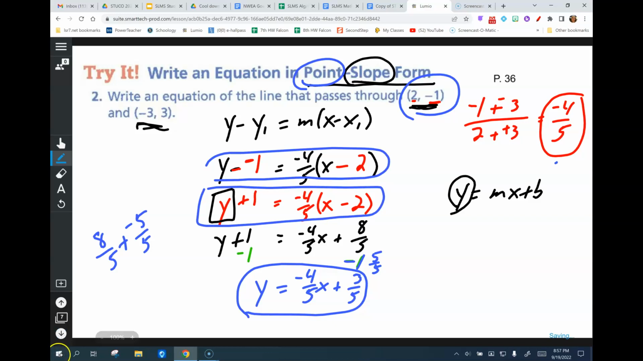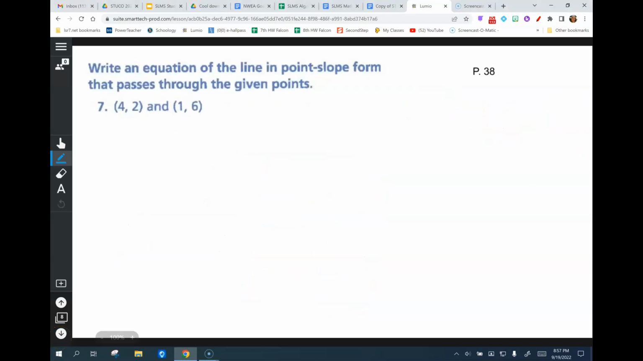Good, let's do another. Now this time they're very specific. They just want us to get it to be in point-slope form. So that's all we're going to do. Notice where I'm at, page 38, number 7. Page 38 in your book. So here we go. What's the first thing we have to do? That's right. We have plenty of points. We need a slope. So let's go through and find slope.